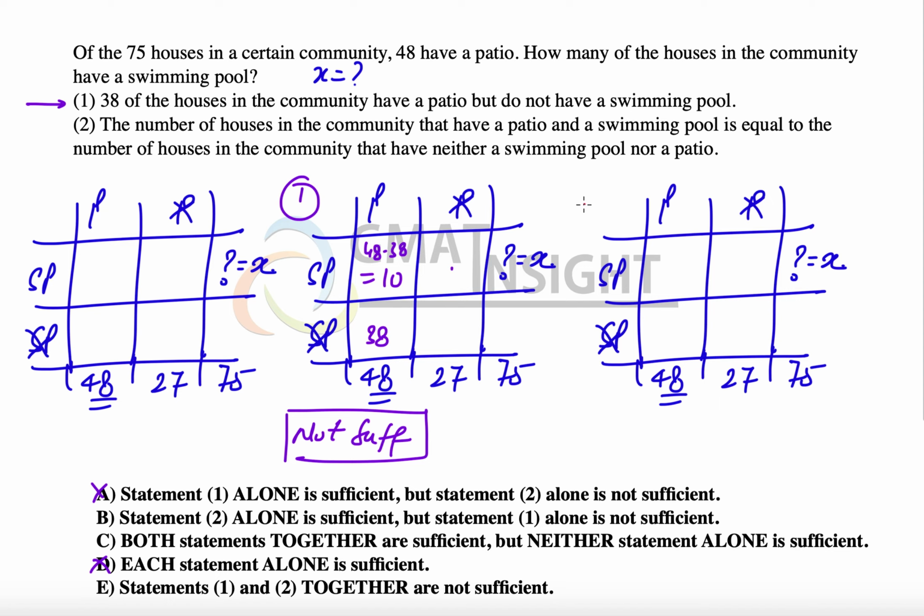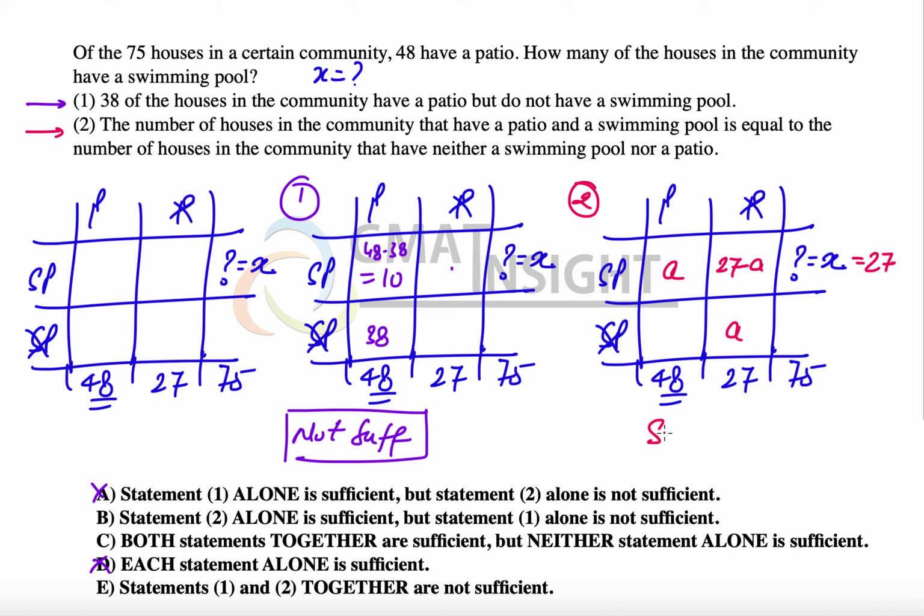Let's look at the second statement now. The second statement says that the number of houses in the community that have a patio and a swimming pool, which means this particular place, which have both, is equal to the number of houses that have neither the patio nor the swimming pool. If I call it A, we'll have to call this as well A, right? If this part is A and this is 27, this part becomes 27 minus A, and x will be the sum of these two, that means x will be 27.